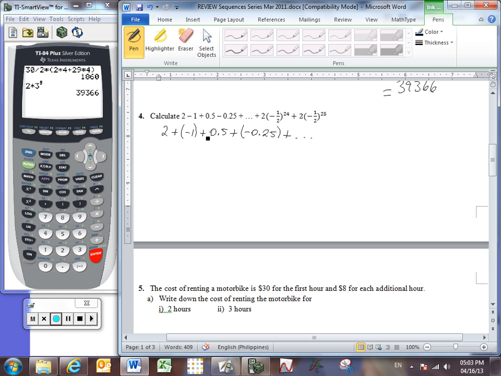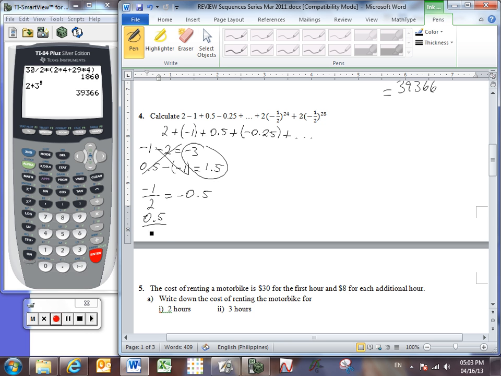Alright, let's look for whether it's an arithmetic sequence or a geometric sequence. So let's see, negative 1 minus the term in front gives me negative 3. 0.5 minus the term in front, negative 1, is equal to 1.5. These are not the same, therefore it is not an arithmetic sequence. Let's try geometric. Negative 1 divided by the term in front gives you negative 0.5.